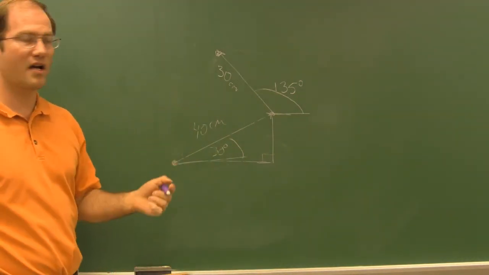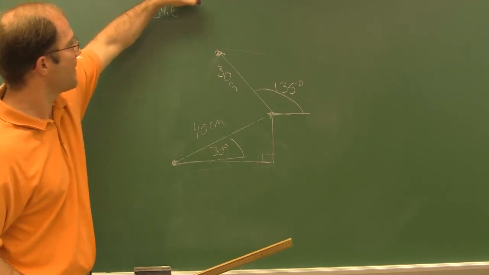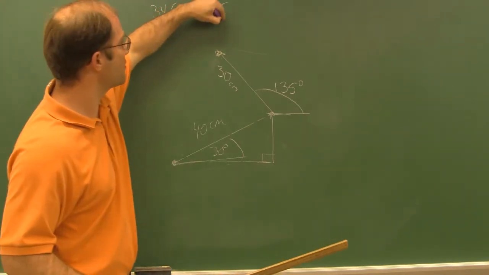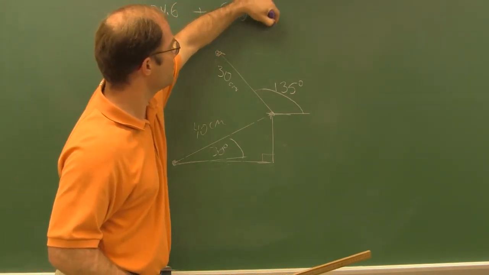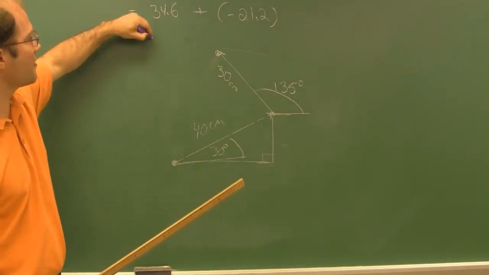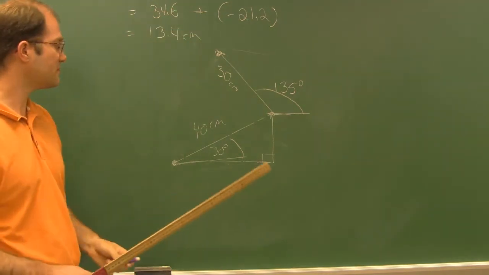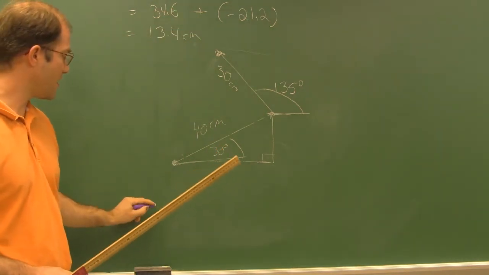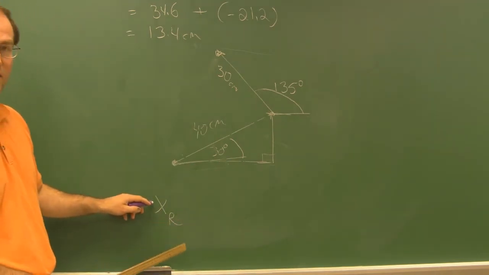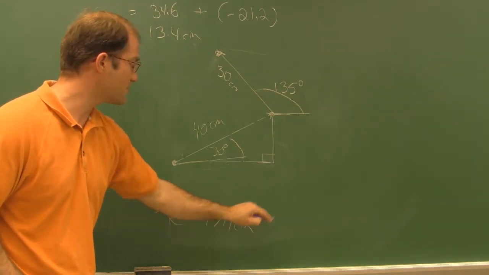And so the total horizontal, 40 times cosine of 30, is equal to 34.6 centimeters. Add to that 30 times cosine of 135, that's equal to negative 21.2 centimeters. And so the total horizontal is 13.4 centimeters. So let me write that out here. The total horizontal, I'll call it the x of the resultant vector, is equal to 13.4 centimeters.